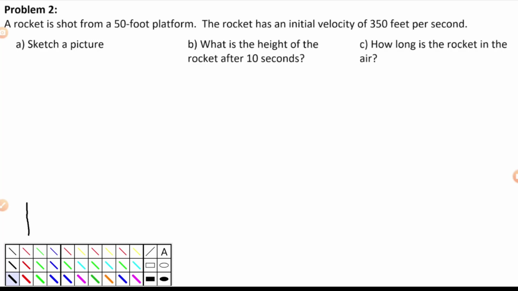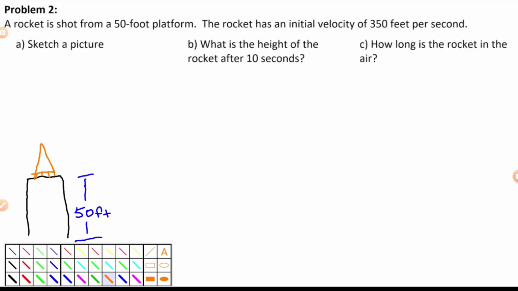So I have some kind of platform, and this platform they said was 50 feet. So I'll write that in. So this is 50 feet. And there's a rocket that sits on top. So I'm going to set a rocket on here. There's my rocket. It's just like a triangle, little boosters. Okay, so there's my rocket.